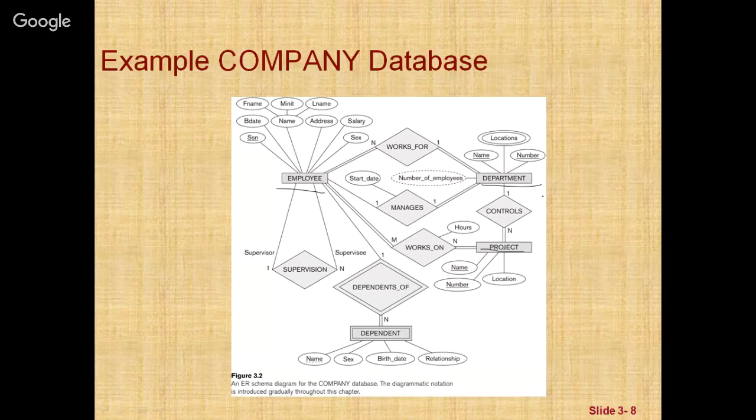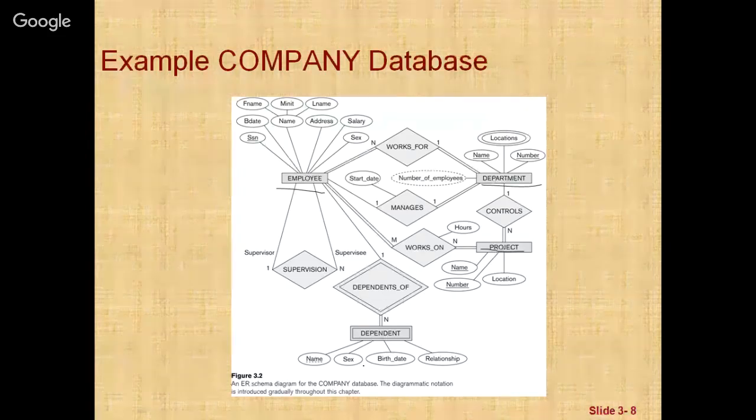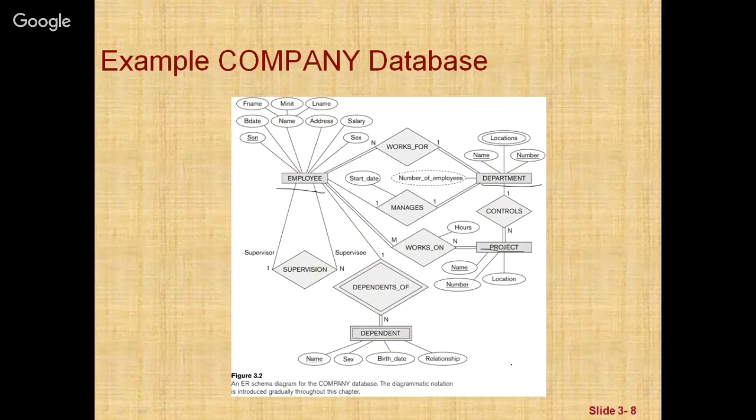So we want to keep track of dependents also now. So dependents of the employees. So you can see here the dependents is there. So we keep track of the employee dependents like their spouse, parents, etc. So there we have attributes such as name, sex, birth date, relationship with the dependent, whether the dependent is spouse or mother or father, brother, whatever it is.